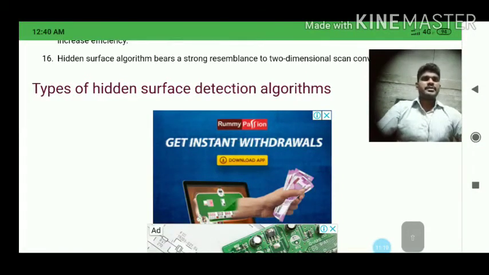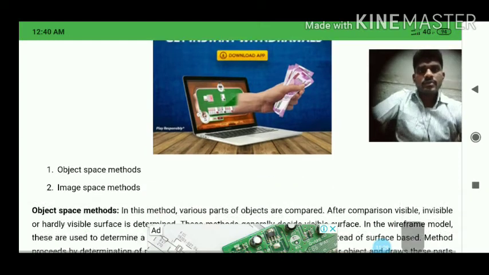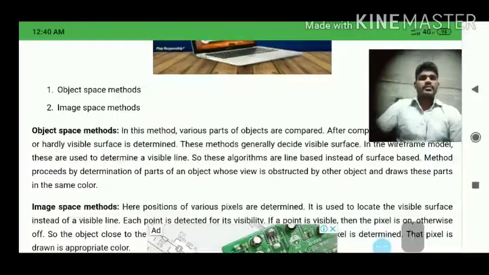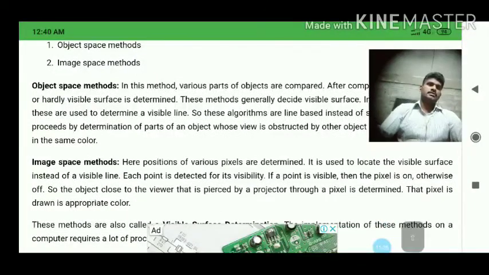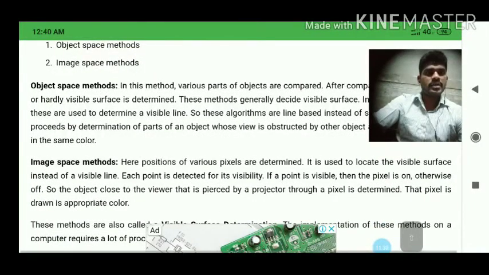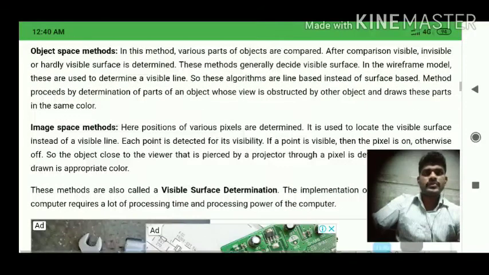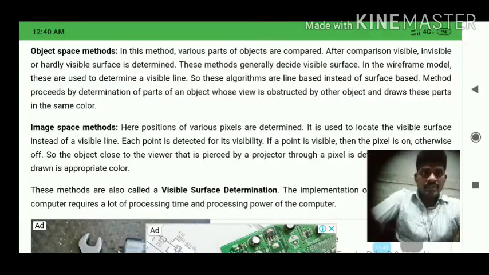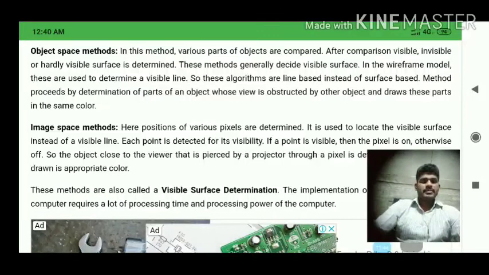Types of hidden surface detection algorithms. Hidden surface detection, hidden surface removal, or visual surface detection. Two methods are there. First is the object space method, second is the image space method. We will see what each is. I am talking about the object space method. Both methods are algorithms we use for hidden surface removal or visual surface detection.